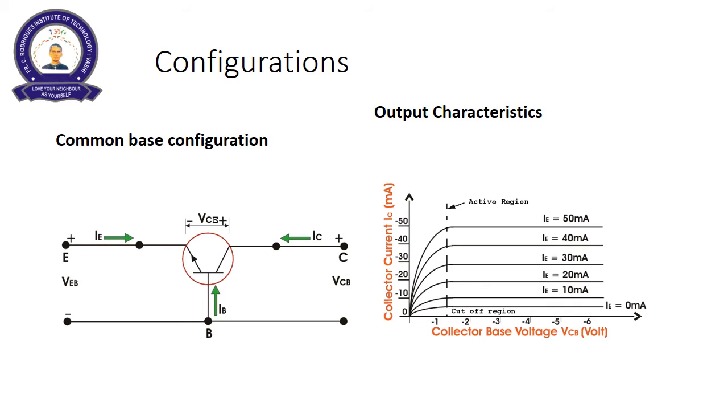When we are plotting the characteristics, we observe that the current is increasing linearly or exponentially up to 0.1 volt. Later on it saturates and remains constant. When the current becomes constant, the active region is attained, and below 0.1 volt is the saturation region, and when the current is 0, it is in the cutoff region.